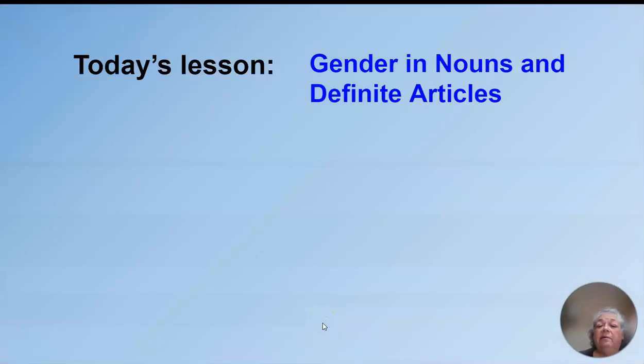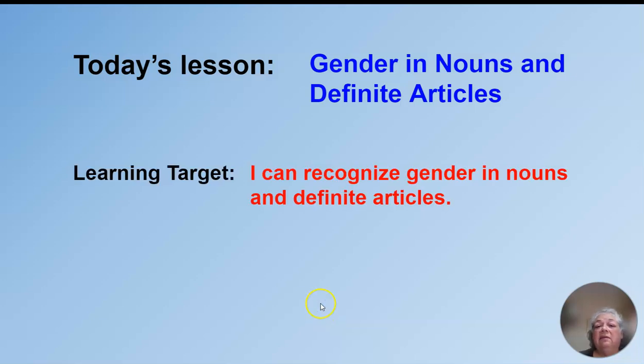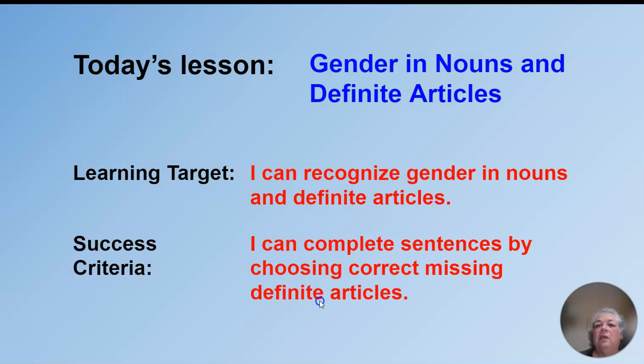Today's lesson is about gender, nouns, and definite articles. By the end of today's lesson, you should be able to recognize the gender in some nouns and then determine what their definite article is. You know that you have successfully met the target because you will be able to complete sentences by selecting the appropriate definite article for the nouns in the sentences.